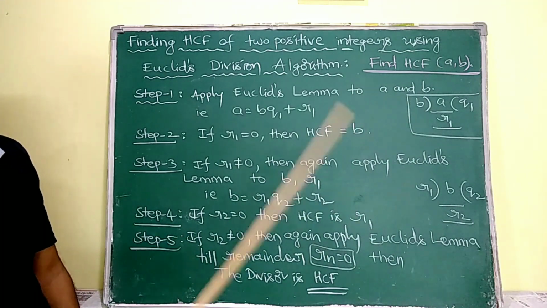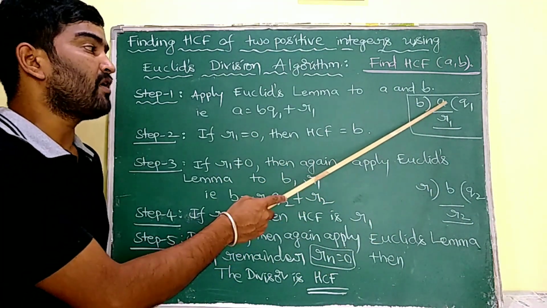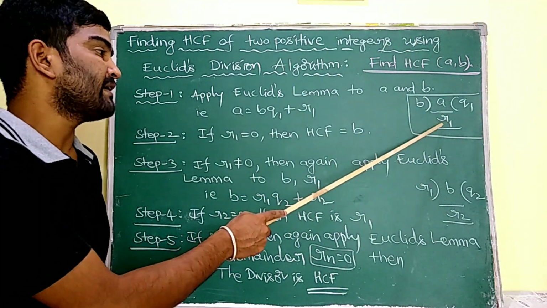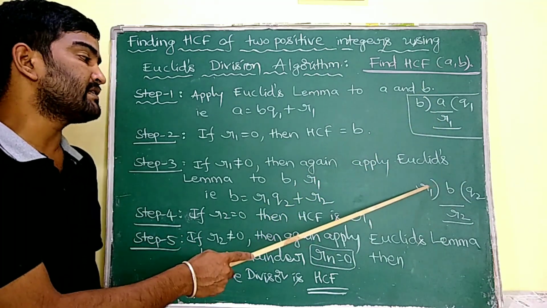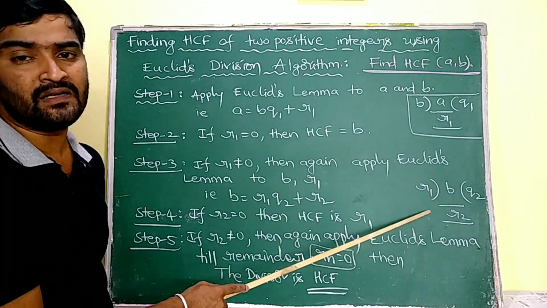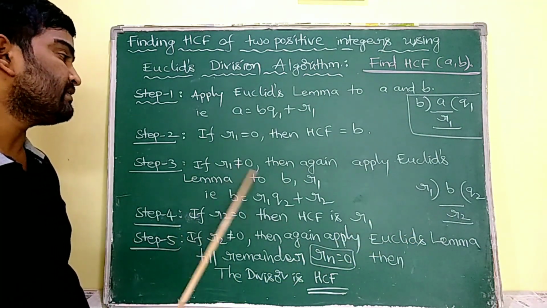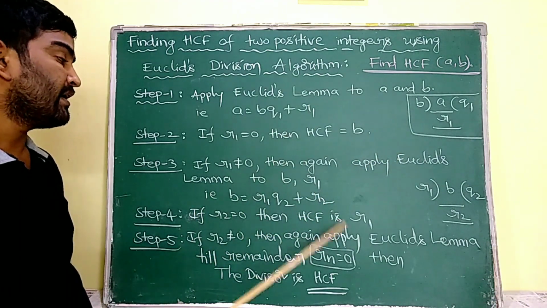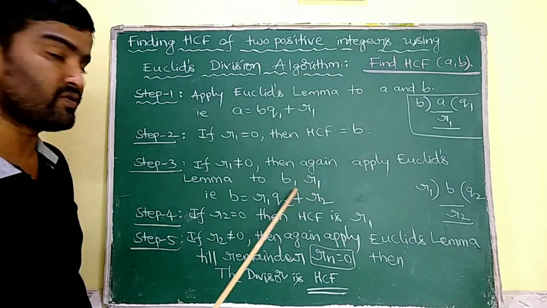Why? Because in the division algorithm we discussed that the common factors of A and B are the same as the common factors of R1 and B. That is why for R1 and B again I am applying the lemma. If R1 is not equal to 0, then again we have to apply the Euclid division lemma, such that B is equal to R1 into Q2 plus R2.